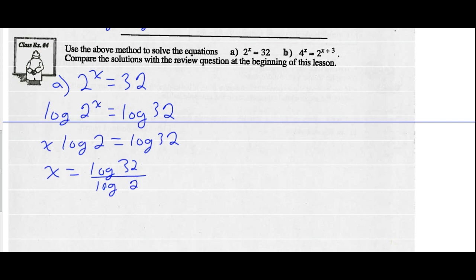Well, we can do that in our calculators. If you do that on your calculators, you will find out that x is indeed 5, which was the same answer we had earlier. 2 to the 5th is 32. Let's try the same thing in part B.